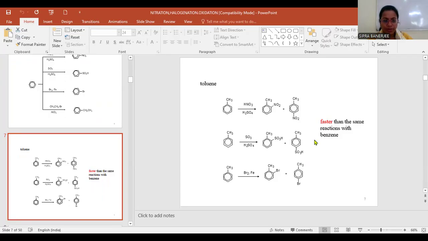Then toluene. In the case of toluene, there can also be reactions like HNO3 and H2SO4. They form para-nitrotoluene and toluene sulfonic acid, bromotoluene. So they are faster than the same reaction with benzene. So toluene already has more reactivity than normal benzene.